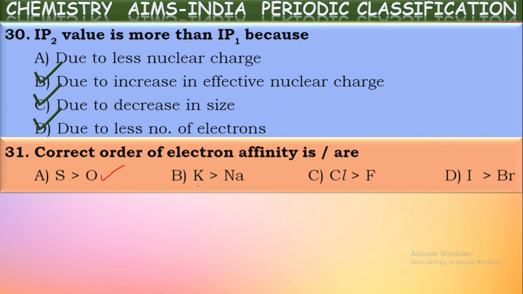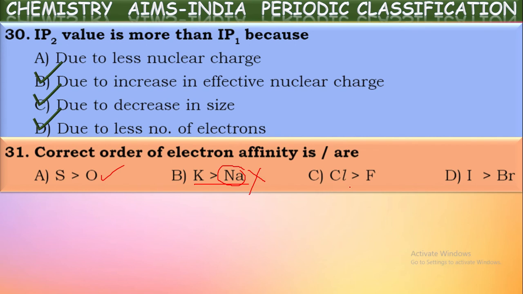This is correct. But in the case of sodium and potassium, from top to bottom electron affinity decreases here. So the upper element, sodium, should have greater electron affinity. But they mentioned here that potassium has greater electron affinity. It is wrong.